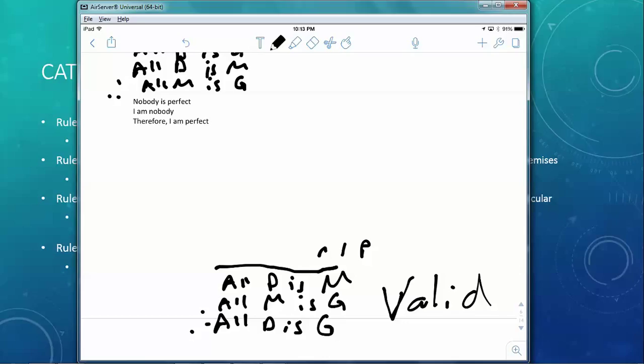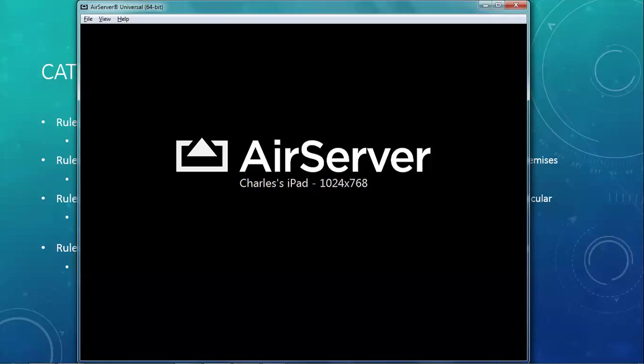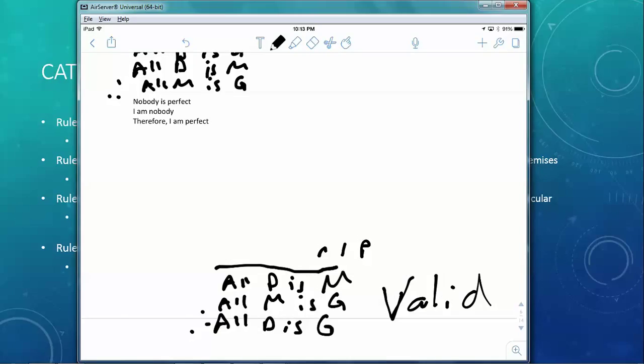All right, last one. Nobody is perfect. I am nobody, therefore I am perfect. Once again, I've turned off my iPad. Nobody is perfect. Now, when you say nobody is perfect, that is you. But if you say I am nobody, notice that you don't mean nobody in the same way as this. Nobody here means no person, right?